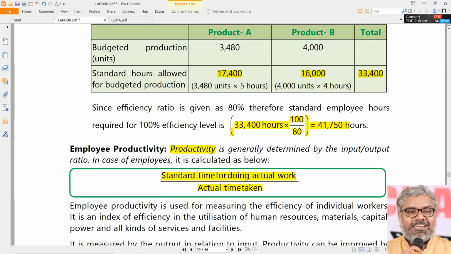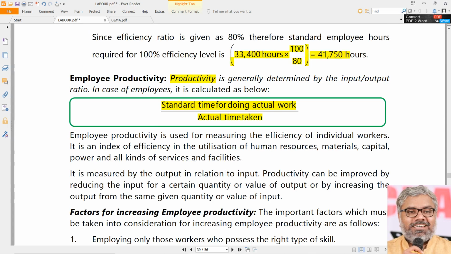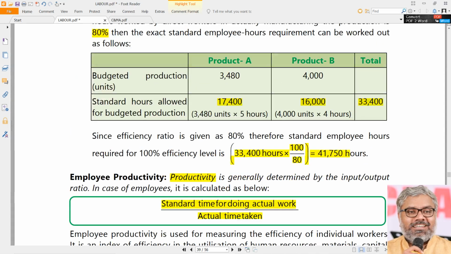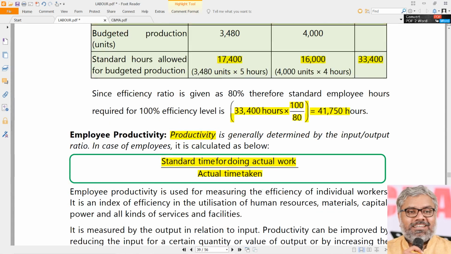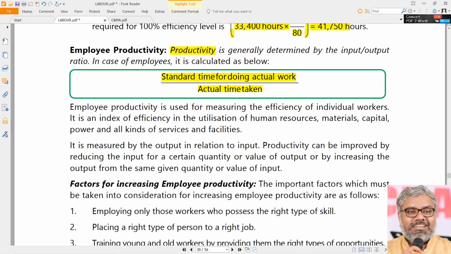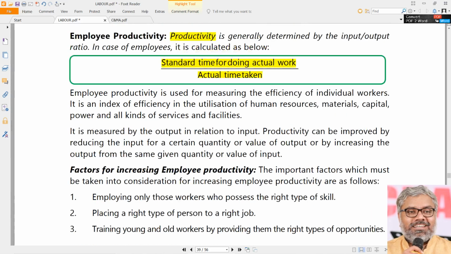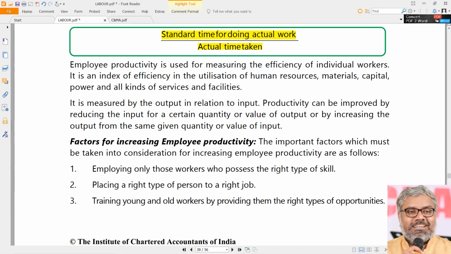But if actual production is given, then we should take numerator in a different way. We should take what? Standard time required for doing the actual work. In this example, earlier as we took say 3,000 units only really produced, and 3,000 into 5, 15,000 will become standard hours required to manufacture product A. Like that we can do for product B also. That becomes numerator. Actual time taken is reality. Numerator is not reality. Numerator is to be worked out. Actual time taken is reality. So that will be observed in the factory, and that will be taken to identify the efficiency or productivity.